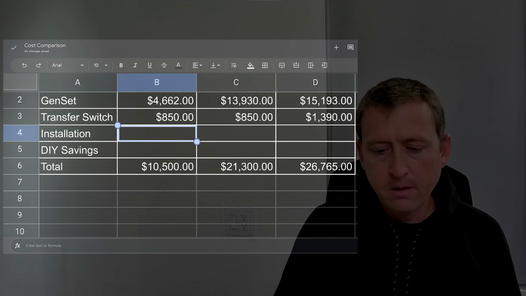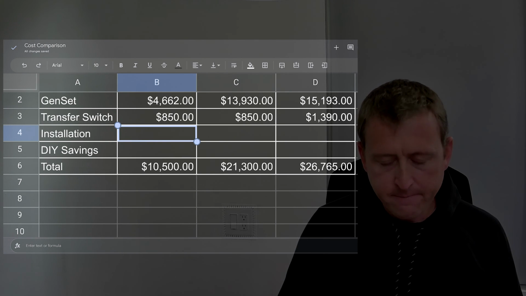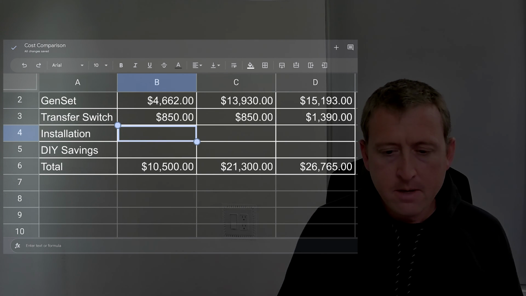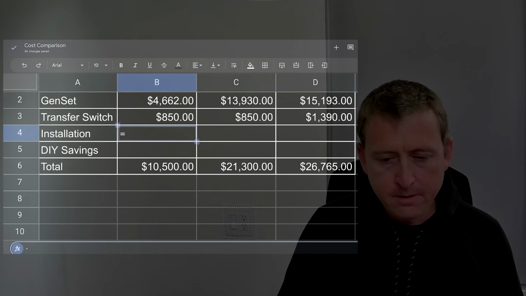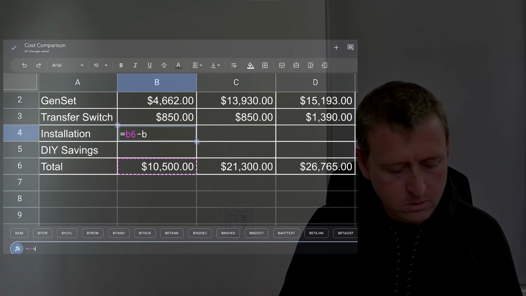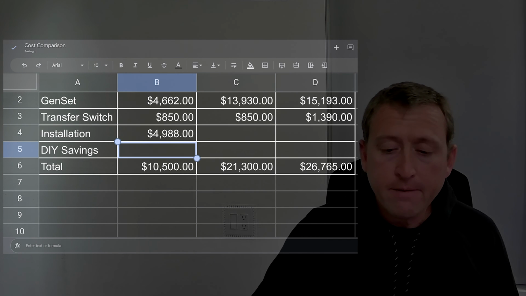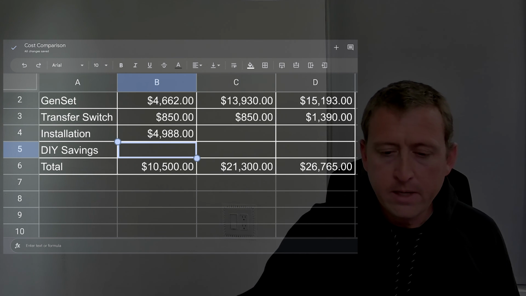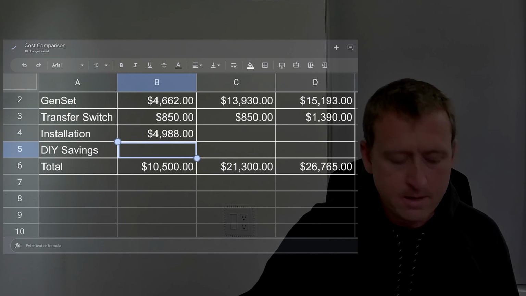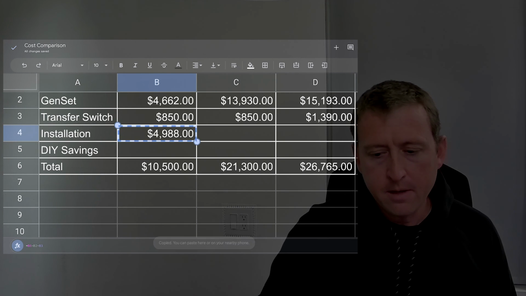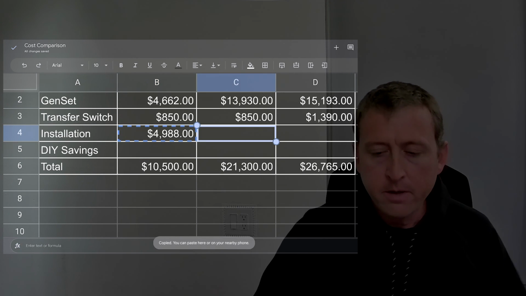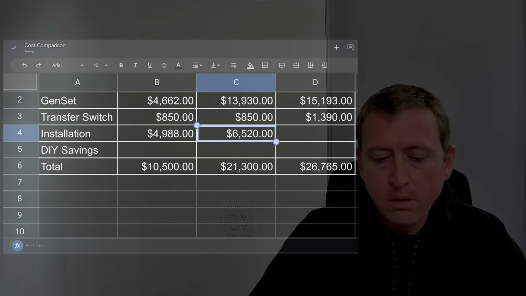Okay, so back on our totals spreadsheet here, we'll just let it do the math for us. Like I was just saying, to calculate the installation, we're going to take the total and subtract the hardware costs. So we'll subtract those two and we can see that the installation cost is just under $5,000. If we do the same thing for the one we actually had installed, we can see it's about $1,500 more.